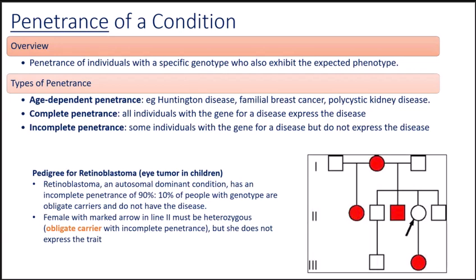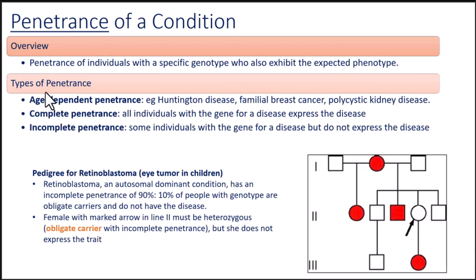So penetrance of a trait is defined as the percentage of individuals with a specific genotype that also exhibit the expected phenotype. So what we're talking about here is somebody that has a specific genotype. What percentage of those people also present with the expected phenotype or physical characteristics? There are different types of penetrance that exist, and they are age-dependent penetrance, complete penetrance, and incomplete penetrance.